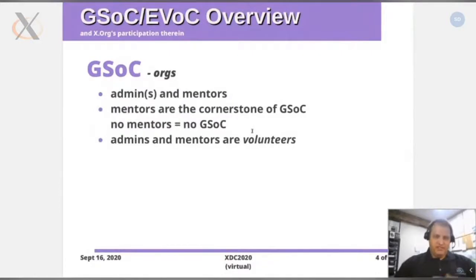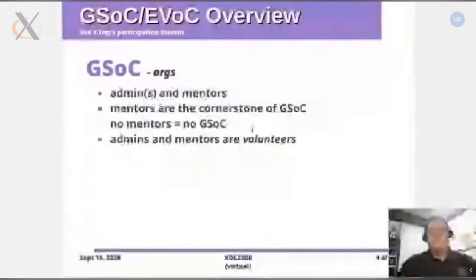So organizations. So what do we do? An organization needs an administrator, at least one, more than one preferably, and mentors. And I cannot stress this enough, the mentors are the cornerstone of GSoC. If there are no mentors, there's simply no GSoC. If we didn't have mentors, we wouldn't be able to participate.